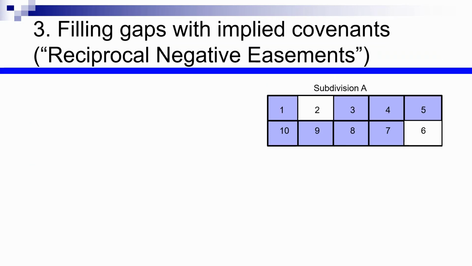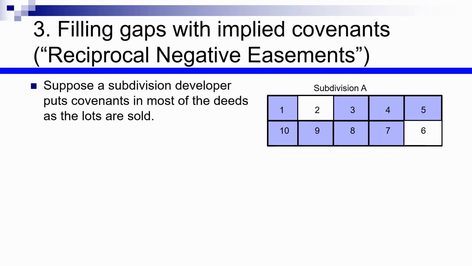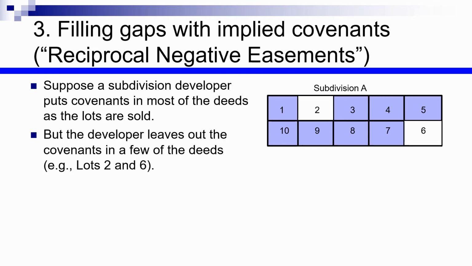The third reason that the common plan is useful is because it allows us to fill in gaps in the lots in the subdivision. Let's suppose in subdivision A here that the developer puts the covenants in most of the deeds as the lots are sold. I've indicated those lots by coloring them blue in the diagram. However, the developer leaves out the covenants in a couple of those deeds. Lot 2 and Lot 6 aren't colored blue because those are the lots where the developer forgot to put in the covenants in the deeds.